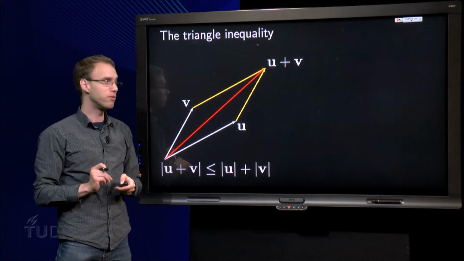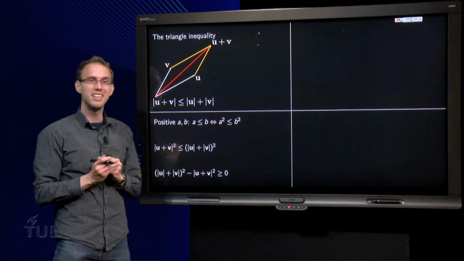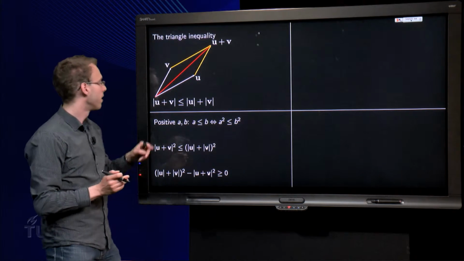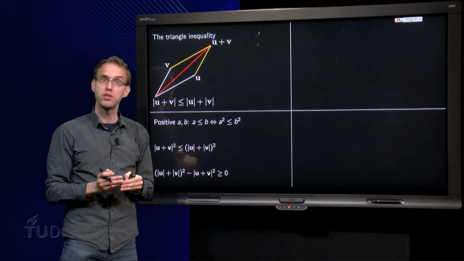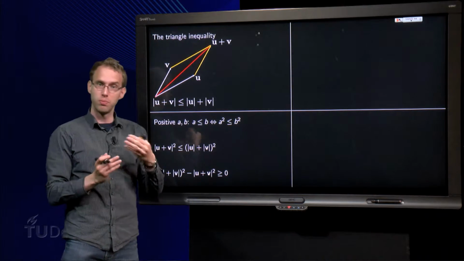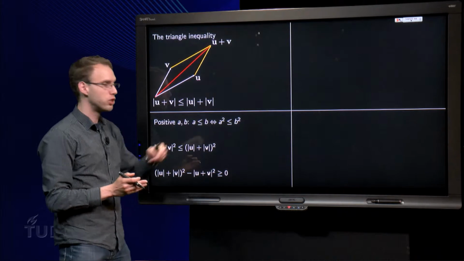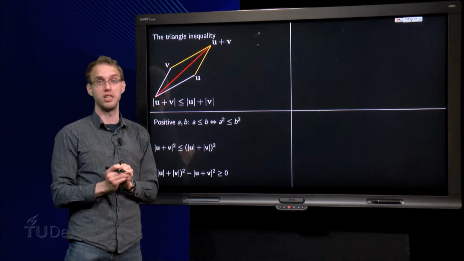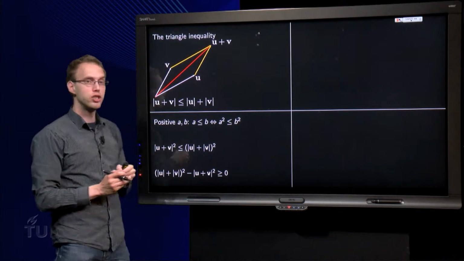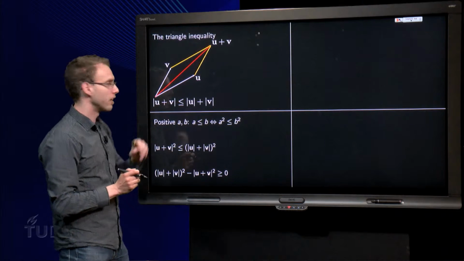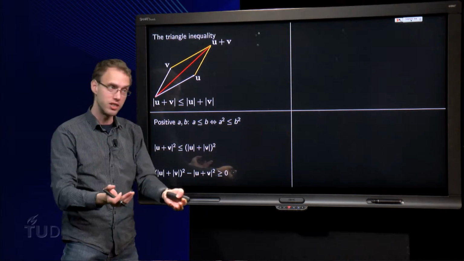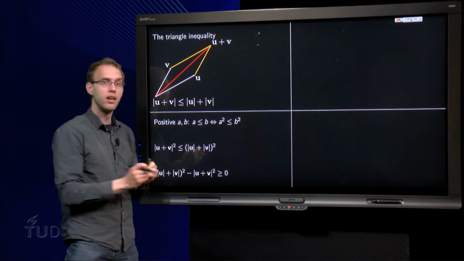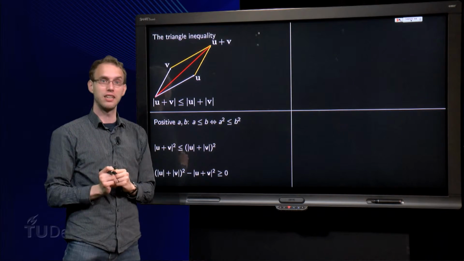But how are we going to prove this? Well, we use the same trick as we use for Cauchy-Schwarz. Those quantities here are positive, so we can use that if a is smaller or equal than b, you can also show that a squared is smaller or equal than b squared instead, since we have positive quantities. So if we want to show that the length of u plus v is smaller or equal than the length of u plus the length of v, we can show instead that the length of u plus v squared is smaller or equal than, mind the brackets, (length of u plus length of v) squared.